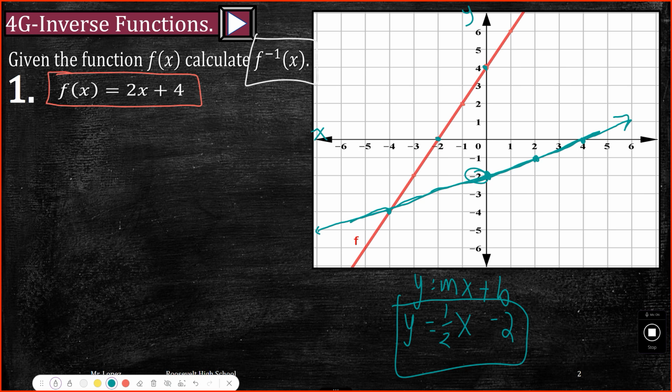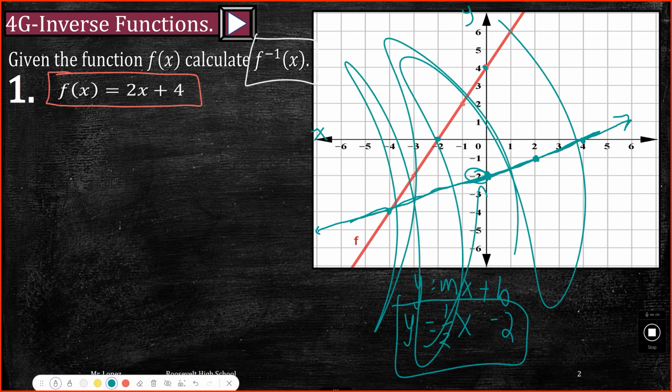Okay, so that's the inverse function. Could I find the inverse function a different way, without even graphing, without doing any of what I've done here? Is there a way to do it? Yes, there is a way to find the inverse function without doing all that.